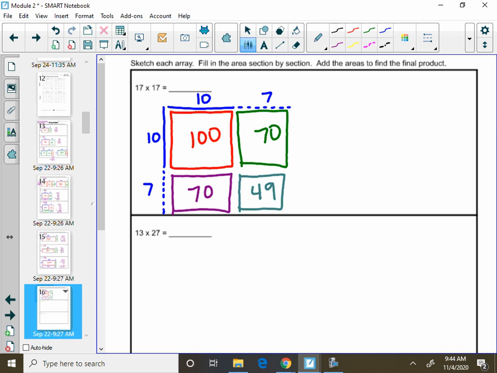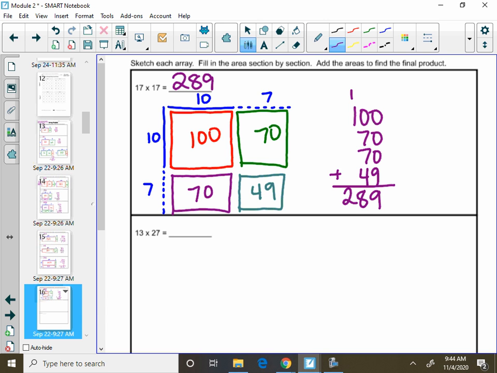So we've broken it up into very manageable chunks. The highest thing we had to do was 10 times 10. And now we're going to add them together. 14, 15, 16, 17, 18. So what is 17 times 17? 289.